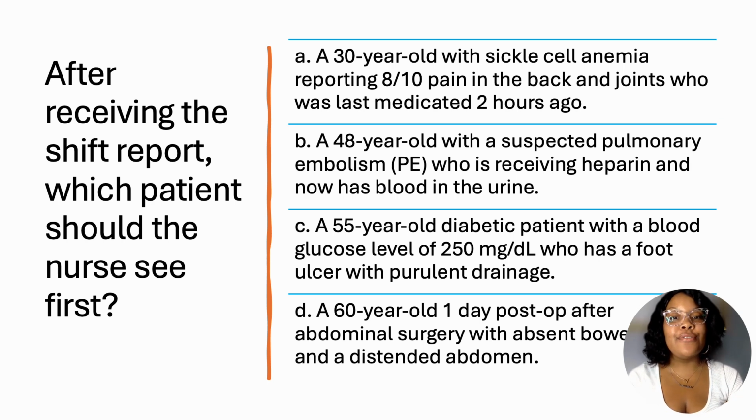All right, so if you said we were going to see the patient with the pulmonary embolism who is receiving heparin and now has blood in their urine, we're going to go see that patient. So we know that heparin can cause bleeding, right? So maybe that heparin drip needs to be adjusted. Maybe they're getting too much heparin and it's thinning their blood too much, and that can put the patient at risk for bleeding out. So we want to make sure we go see that patient ASAP and then stop that heparin and call the doctor.